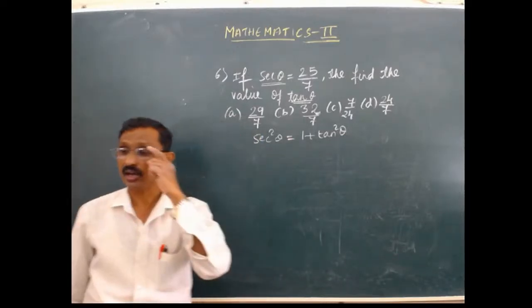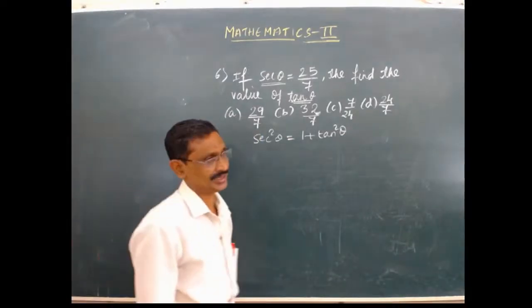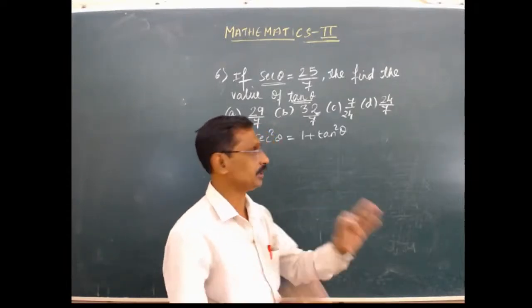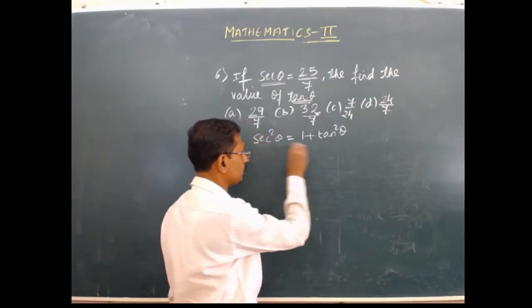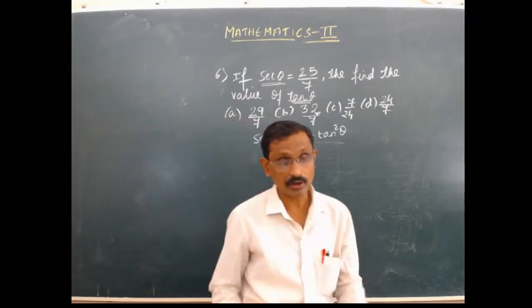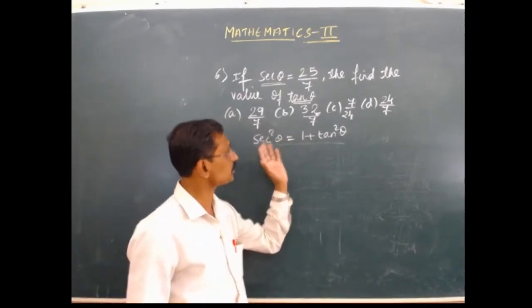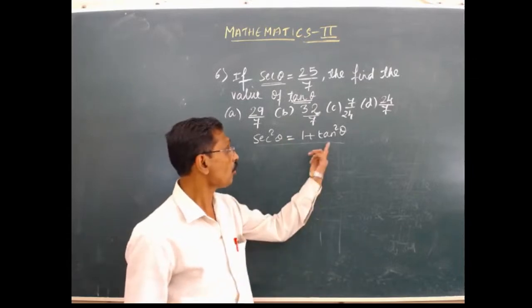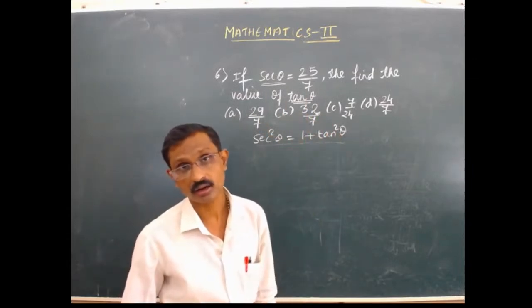Sec square theta is equal to 1 plus tan square theta. Now how easy it becomes with this trigonometric identity given to us. Sec square theta is equal to 1 plus tan square theta.